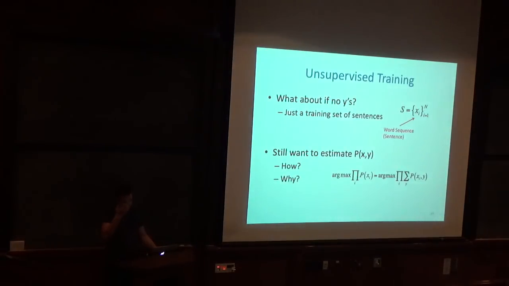Okay, so the last part of the lecture is going to be on unsupervised training. What if we just observed a bunch of X and we don't observe the Y? So we just see a bunch of sequences of words and we don't observe their part of speech tags. This is actually quite common because annotating part of speech tags can be expensive. We would have to hire someone to do the annotations. But suppose we still want to model P of X comma Y, even though we don't have labels for Y.